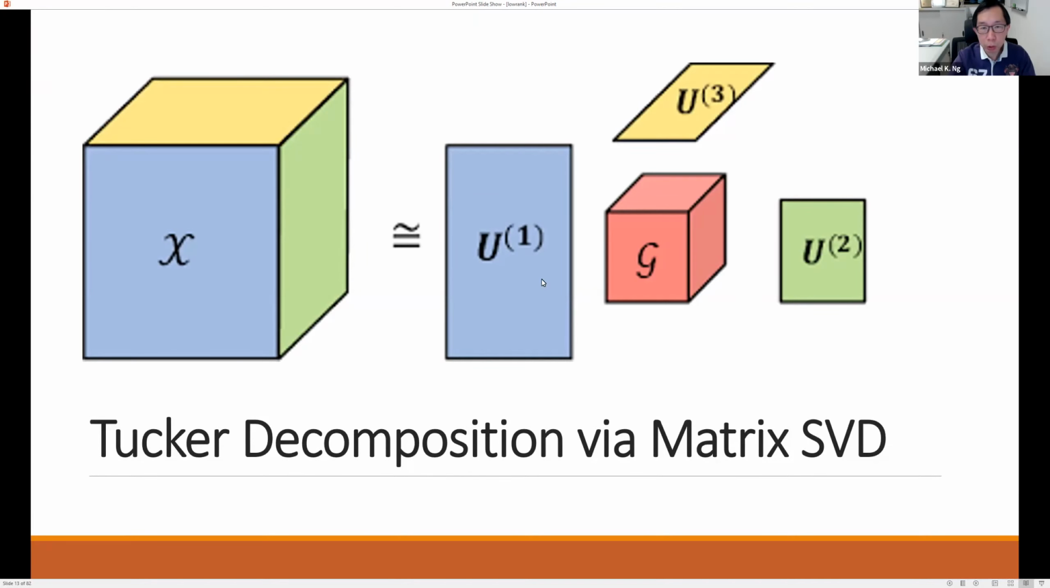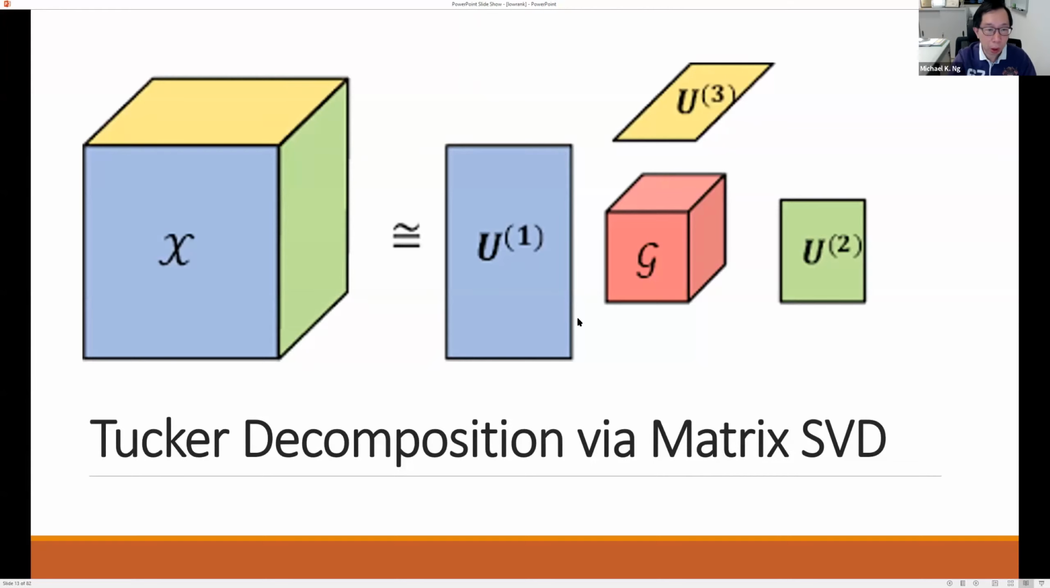But of course, you need to do some transformation. So here U1, U2, U3 are some matrices, and somehow their columns are orthogonal to each other. Because of this, you can use this transformation to help you compress the tensor. So this is called Tucker decomposition. And the nice thing is that, in terms of the algorithm, it can be done very simply by using a matrix SVD.